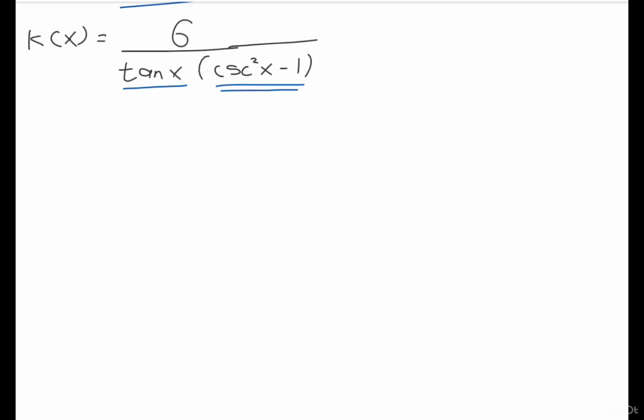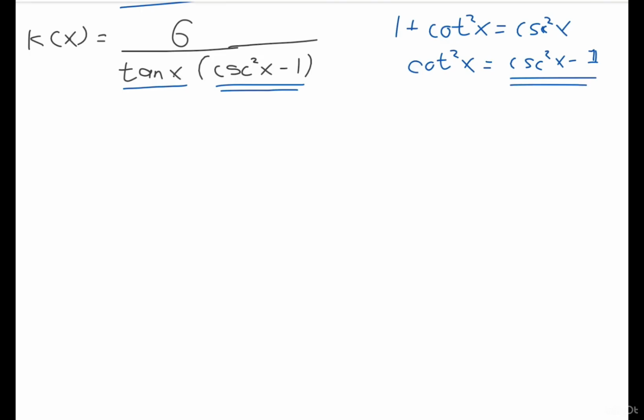So we know from the identities that 1 plus cot square x is cosecant square x, and if I move 1 to the other end, I have cot square x is equal to cosecant square x minus 1, which is exactly what we have. So which means I can replace this expression with this part. So I have my k of x as 6 over tangent of x times cotangent of x square.